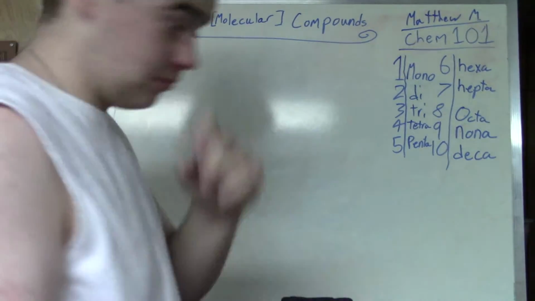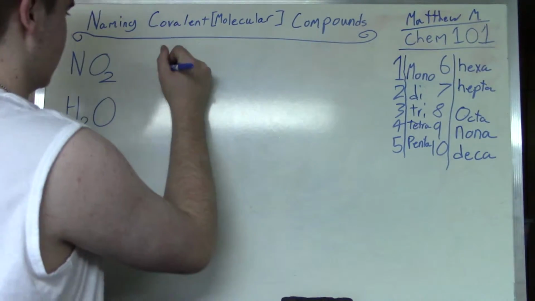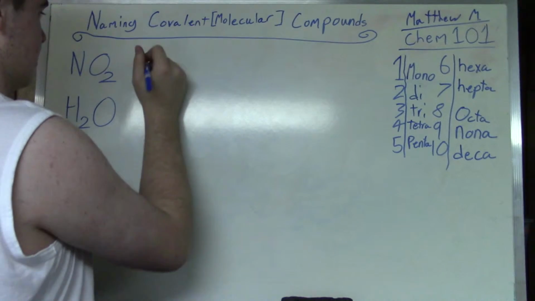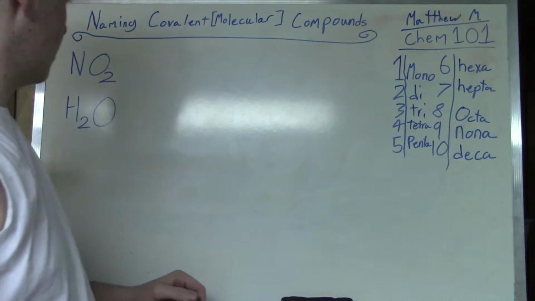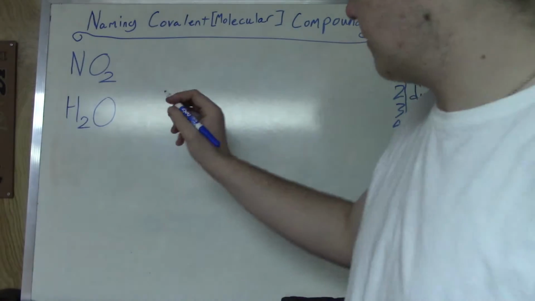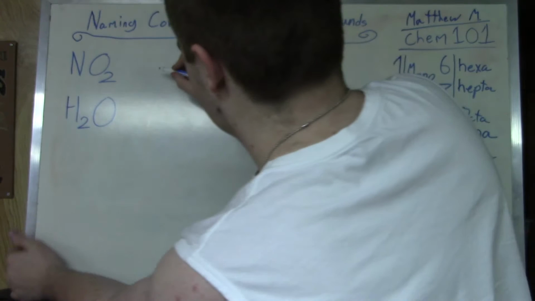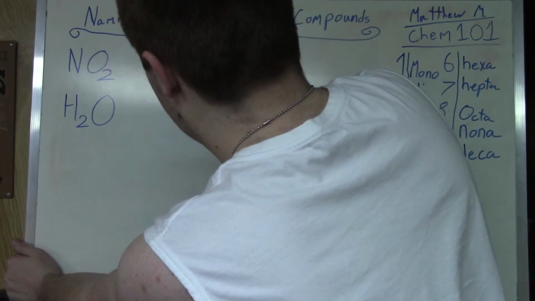Because, for example, let's do the NO2, right? Well, first of all, you have to know the elements. N. If you don't know the elements, N is.